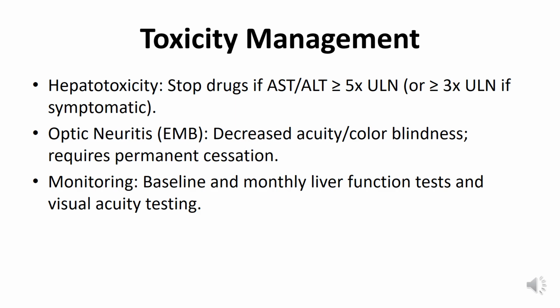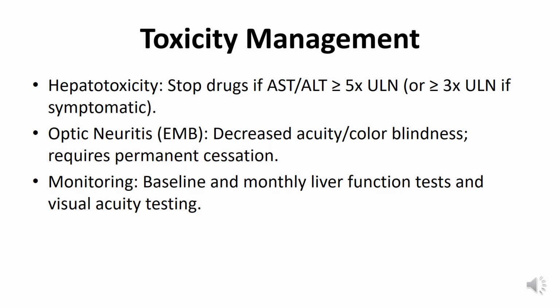Doctors closely monitor liver enzyme levels, particularly AST and ALT. These blood tests help assess how well the liver is functioning. If AST or ALT levels rise to 5 times the upper limit of normal, treatment may need to be stopped temporarily. The same action is required if levels reach 3 times the upper limit of normal and the patient develops symptoms of liver injury. Prompt recognition is critical. Early intervention helps prevent severe liver damage and allows treatment to be adjusted safely.